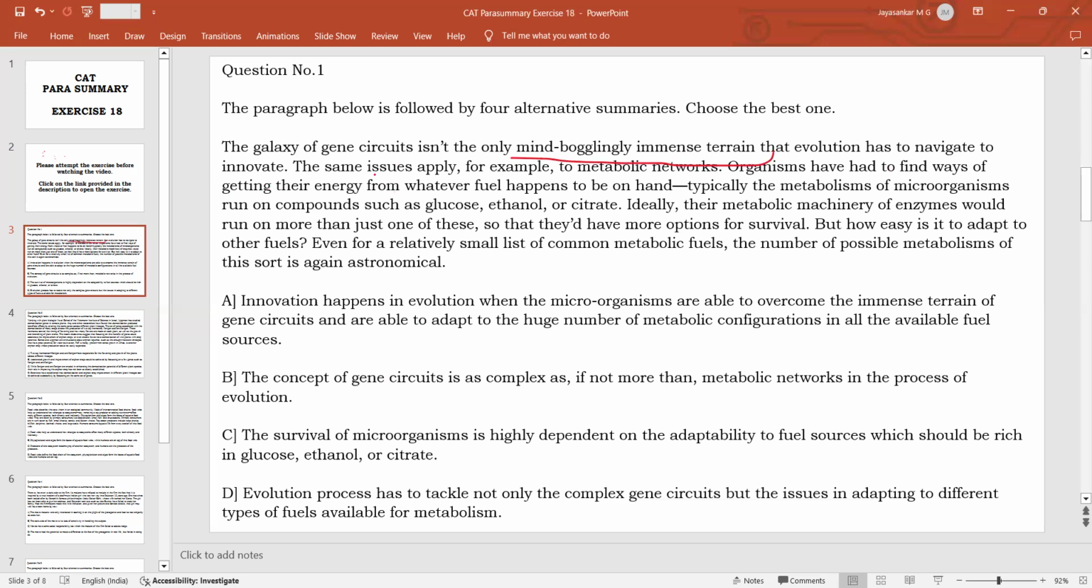And the second issue is the same kind of mind-bogglingly immense galaxy, meaning the complex array of metabolic networks. This is the second issue. So two issues that evolution has to face for the purpose of navigating. Navigate means evolution has to understand and go through. That is, one is the complex gene circuit, and the next is the equally complex metabolic networks.